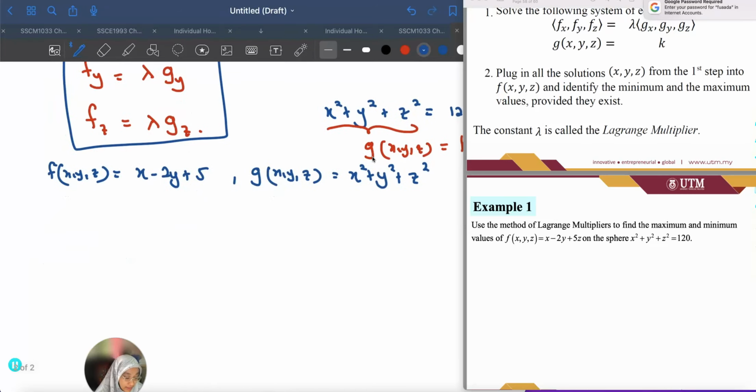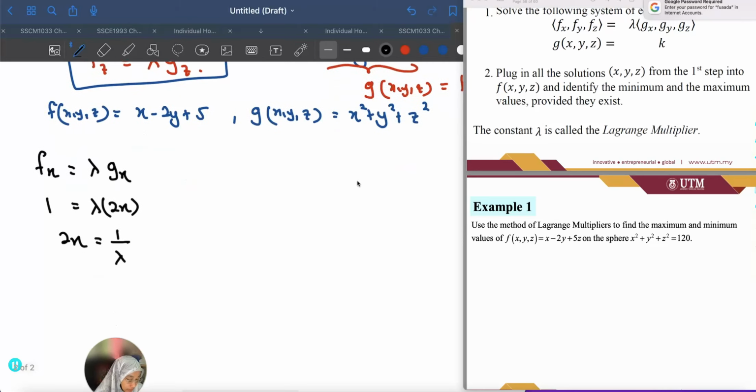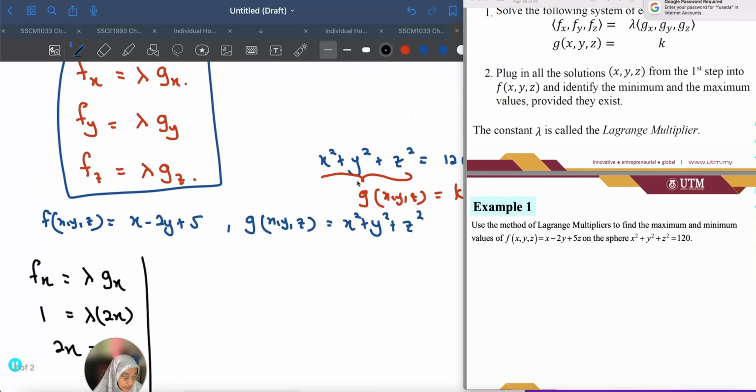So now you can write down fx is equal to lambda gx. So fx is 1. You just differentiate f with respect to x, so you got only 1 here, the rest is 0, equal to lambda, and g differentiated with respect to x, you got 2x. So you have 2x equal to 1 over lambda. Okay, so you have to write down x in terms of lambda, so 1 over 2 lambda. That is from the x component.